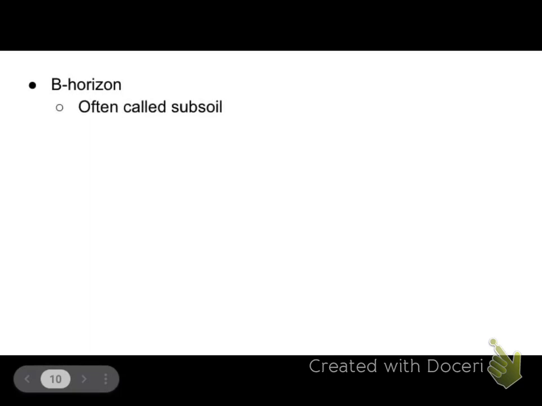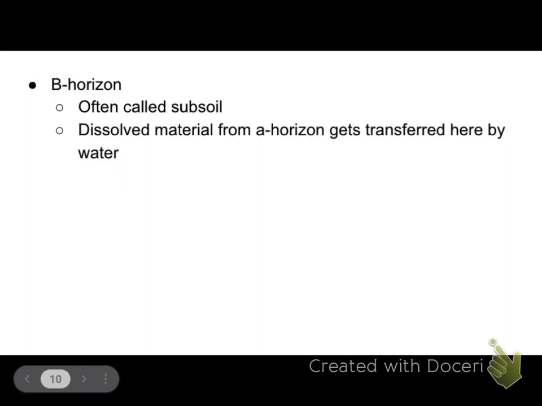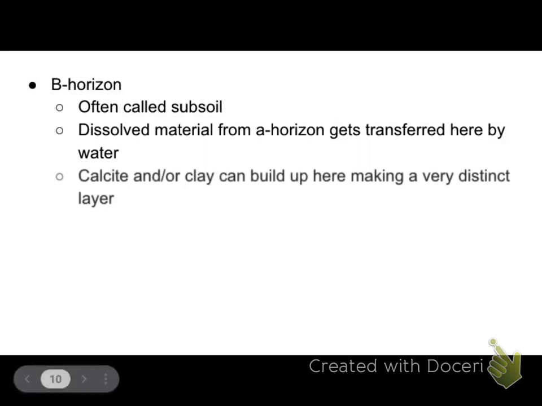Horizon B is often called subsoil. It has a lot of dissolved minerals and material, because what happens is rain falls on those top layers, dissolves those things, and they run down into this layer. Calcite and or clay can build up here, which sometimes means you're going to get a very clear and distinct layer, because if you have that clay that's very tight and compacted to itself, then not a lot of stuff is getting through that, so it's not going to mix into the layers below it as easily, so your layers will be much clearer.